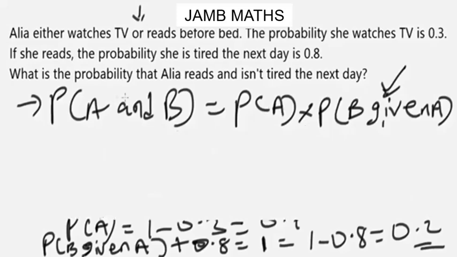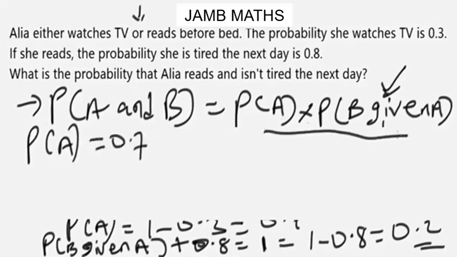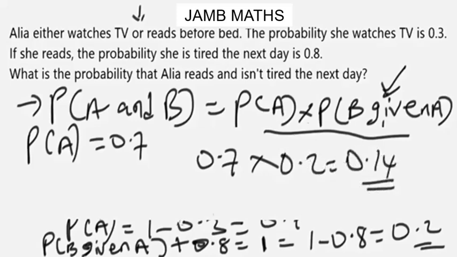Now to apply the values we have gotten to this formula above. Remember that the probability of event A, that she reads, we got to be 0.7. So when we plug everything into this formula, we're going to have 0.7 times the probability she isn't tired the next day given she reads, which we got to be 0.2. When we punch everything together, we're going to have 0.14. So that will be the answer to this question.